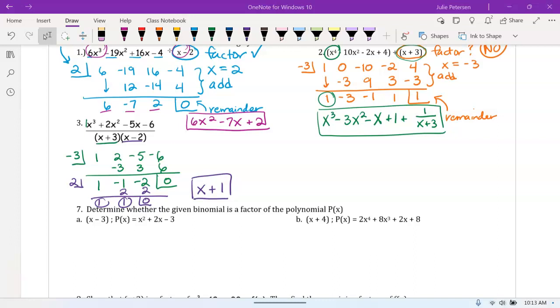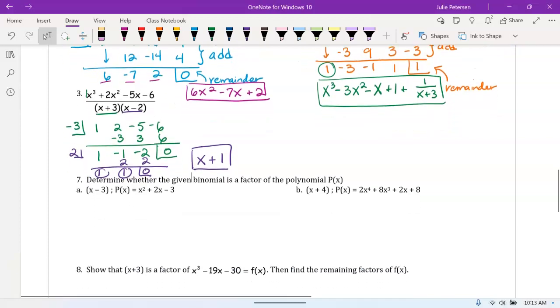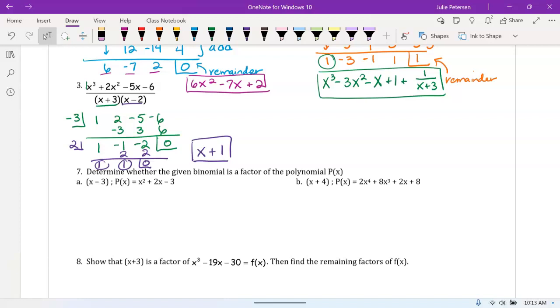Okay, so let's practice with synthetic division, determining whether the binomial that's provided is a factor of the polynomial. So, for example, on number 7, the factor that we've been given is x minus 3. So when we're doing synthetic division, we will use that to make our 0. And then the polynomial we're checking on is x squared plus 2x minus 3.